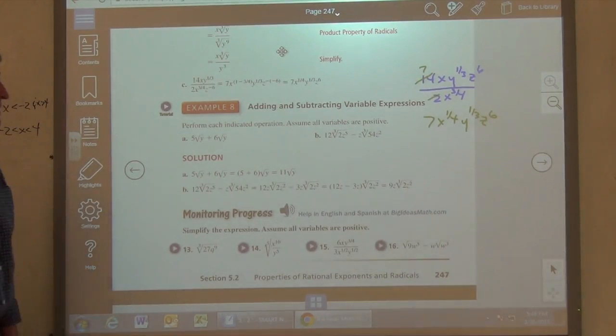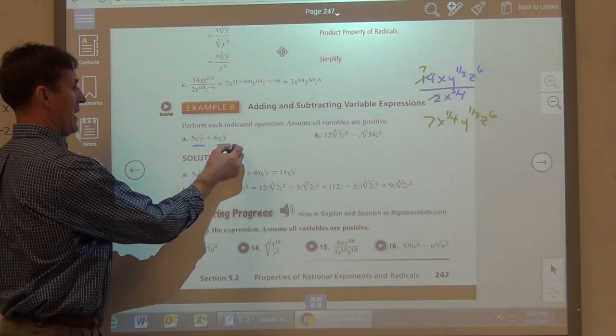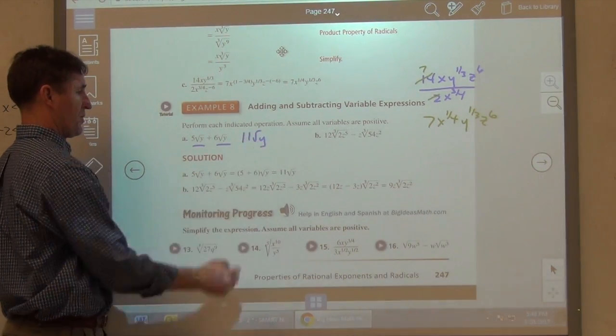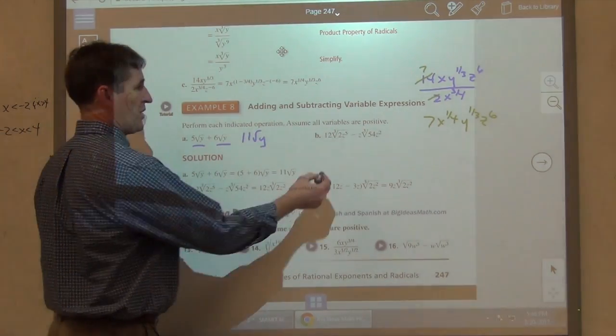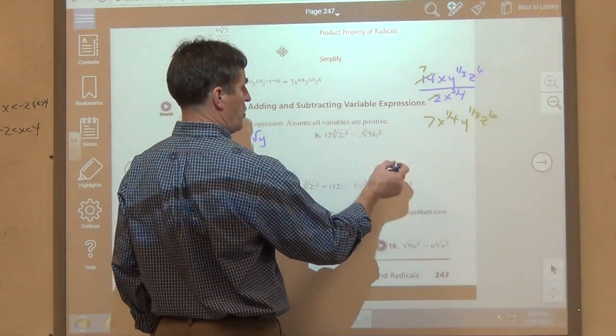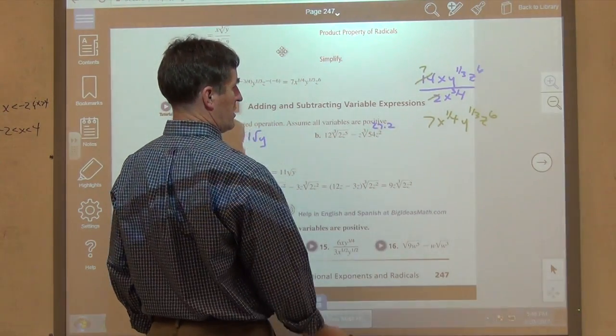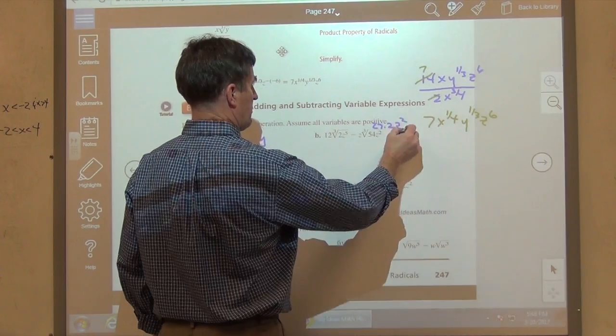So on this, again, we're just adding and subtracting here. They're both the same, so we add 11 square root of y. On this one, they're not the same. We have to break this up. So we're doing cubed. I can break 54 into 27 times 2. I can't do the z squared.